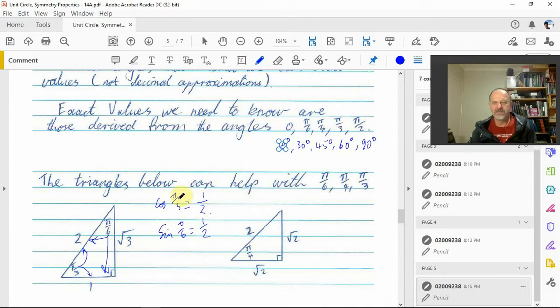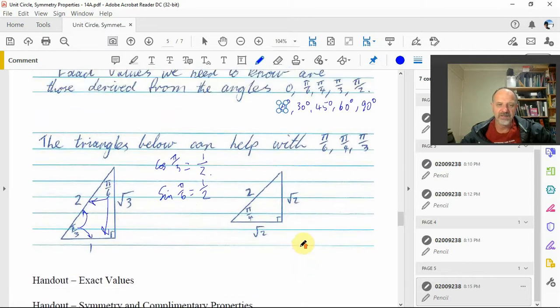There's a relationship between these that we'll look at. It's called the complementary relationship, but more on that later. For pi/4, again, you can just use this triangle here. That's what I learnt at high school, and I've used those two triangles ever since to remember those particular things.